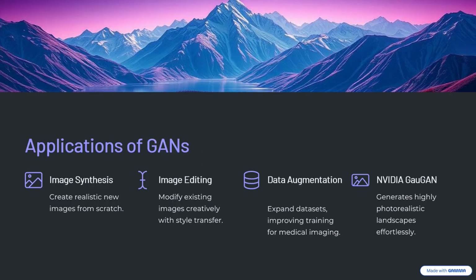Applications of GANs. GANs have a wide range of real-world applications. First, image synthesis means creating entirely new realistic images. Second, image editing means changing or enhancing existing images through techniques like style transfer. Third, data augmentation, generating extra training data, especially useful in medical imaging. One notable example is NVIDIA's GAN, which generates stunningly realistic landscapes from simple sketches.